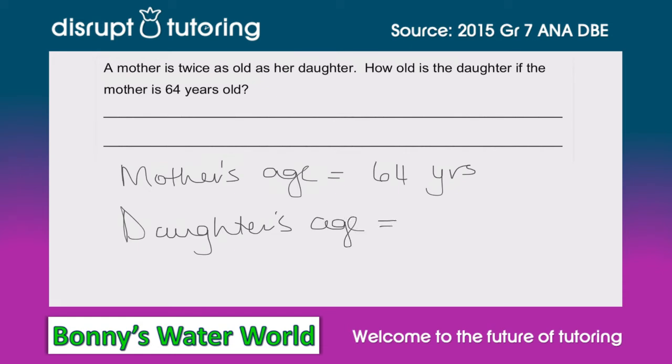So we know that the mother is twice as old as her daughter, and that would mean that the daughter is half the age of the mother. What does half mean? It means the opposite of times 2, which is divided by 2. So it would be 64 over 2 years, and that is equal to 32 years. And that is the answer the marker is looking for, 32.